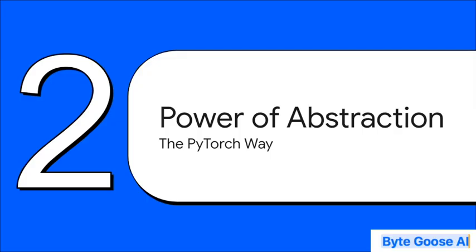Okay, part 2, the power of abstraction, or what I like to call the PyTorch way. Look, building from scratch is cool. It proves it's not magic, right? But it's also kind of messy and a pain to manage. So now let's see how we can do all that same stuff, but using PyTorch's built-in tools to make our code way cleaner, much more organized, and a lot harder to mess up.